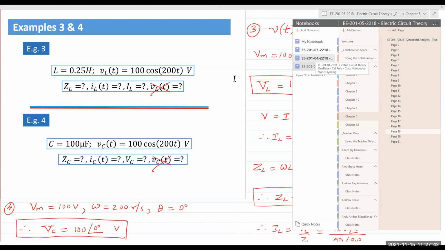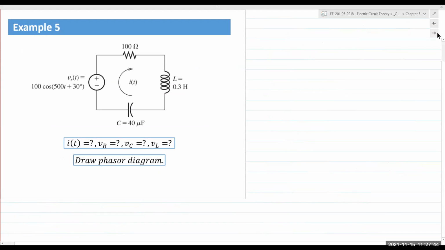So in example 5, we have a resistor, inductor, and capacitor all in one. We are asked to find the total current through the circuit, I of t, right? I of t, as you can see, is the same current that's flowing through all components. And we're also asked to find VR, VC, and VL.